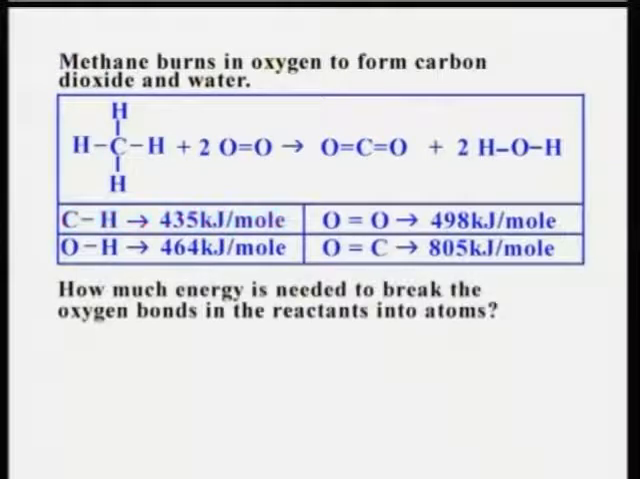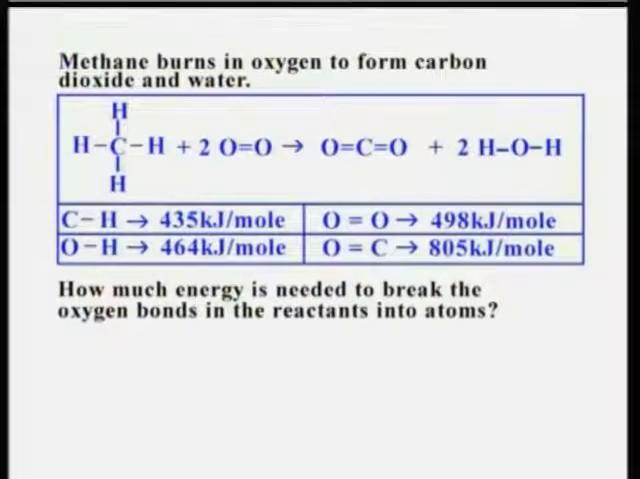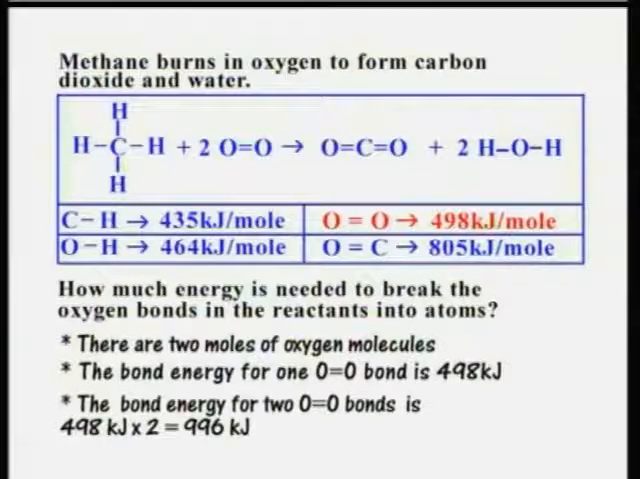How much energy is needed to break the oxygen bonds in the reactants into atoms? There are 2 moles of oxygen molecules. The bond energy for one OO double bond is 498 kilojoules. So multiply this by 2 to give the correct answer, 996 kilojoules.